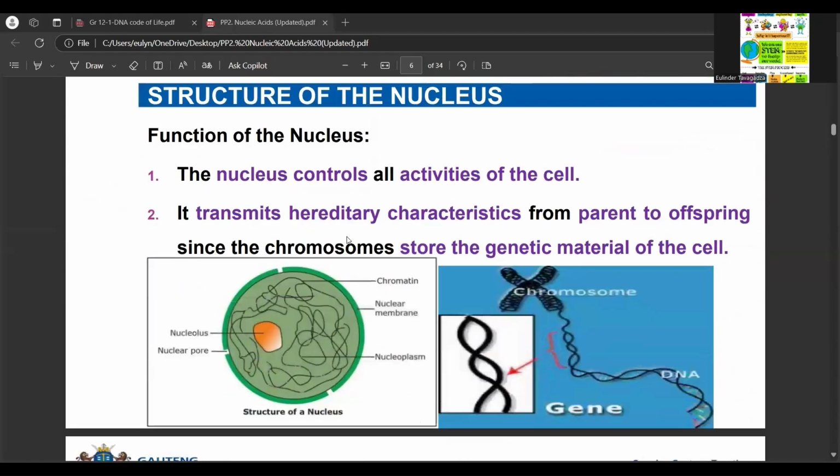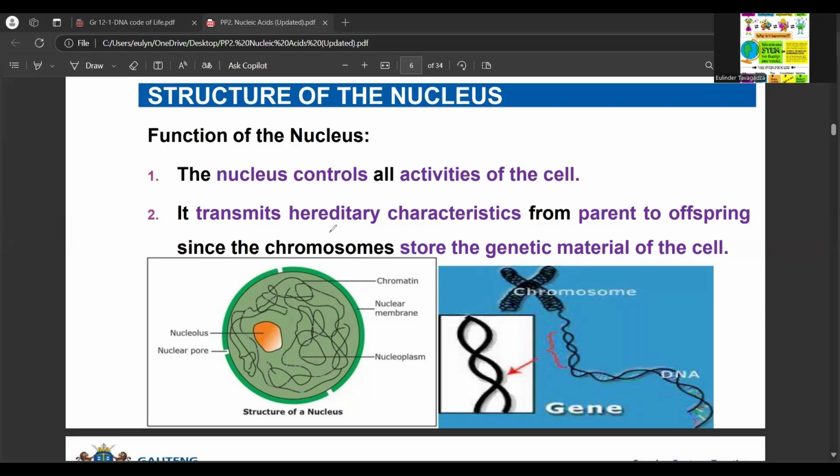Okay, now let's go on to the actual part that we want to talk about today, which is the structure of the nucleus, where we find DNA, where we explain what exactly the code of life is, what is happening there. We start with the function. The first point says the nucleus controls all activity of the cell. So all the activities that are happening in the cell are controlled by the nucleus. So it's the center of all the activities that happen in the cell.